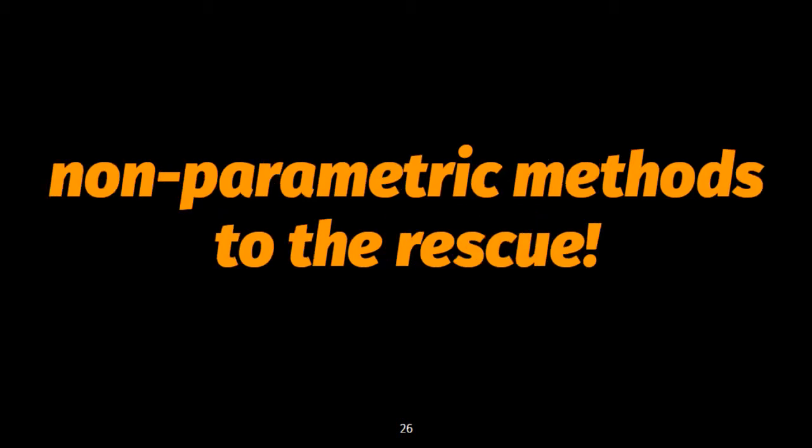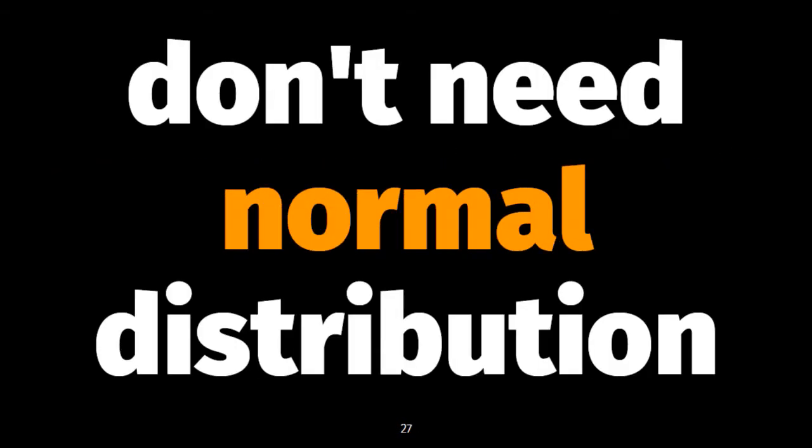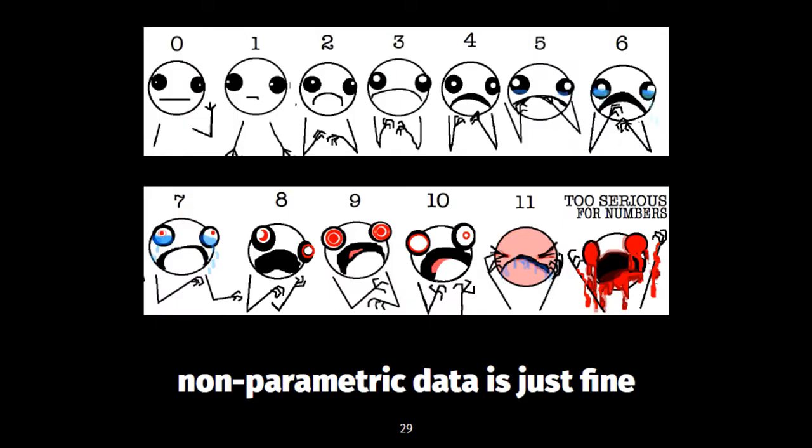So, how do we deal with all this stuff? We need some sort of methods that really don't care about the distribution you're using. And non-parametric methods fill that bill pretty well. You don't need to be normally distributed, or heck, you don't really need to care in general what kind of distribution you have. You can have really bizarre non-parametric scales such as this for pain, and it's just fine.